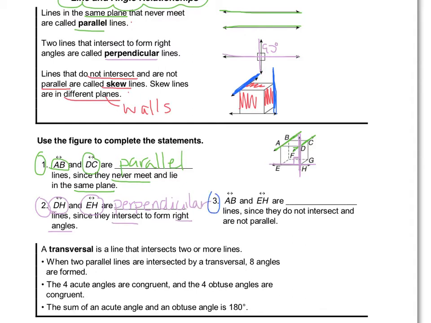Now looking at number 3, AB and EH. AB we looked at earlier, and then EH is that floor one we looked at earlier. AB is on the ceiling, EH is on the floor, so they are totally different planes. So they are never going to touch each other. So they are skewed. They do not intersect, and they are not parallel.